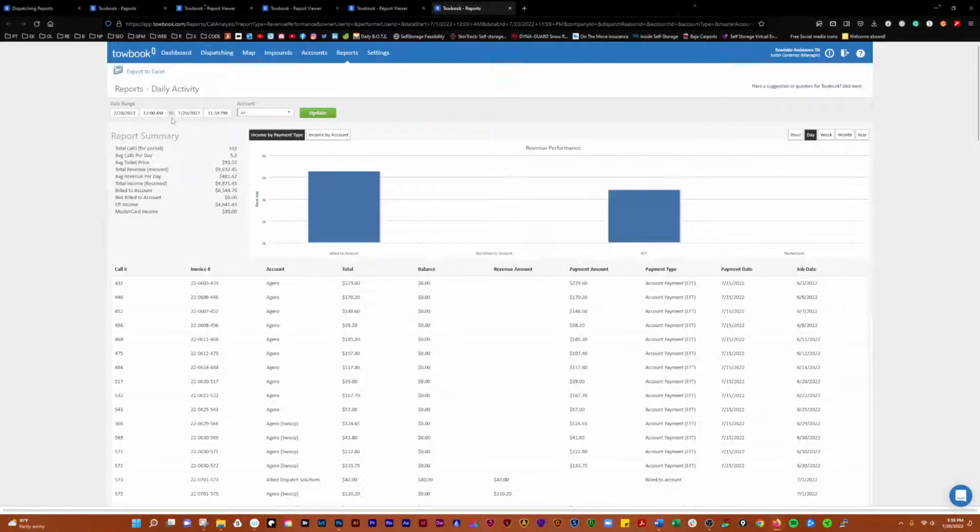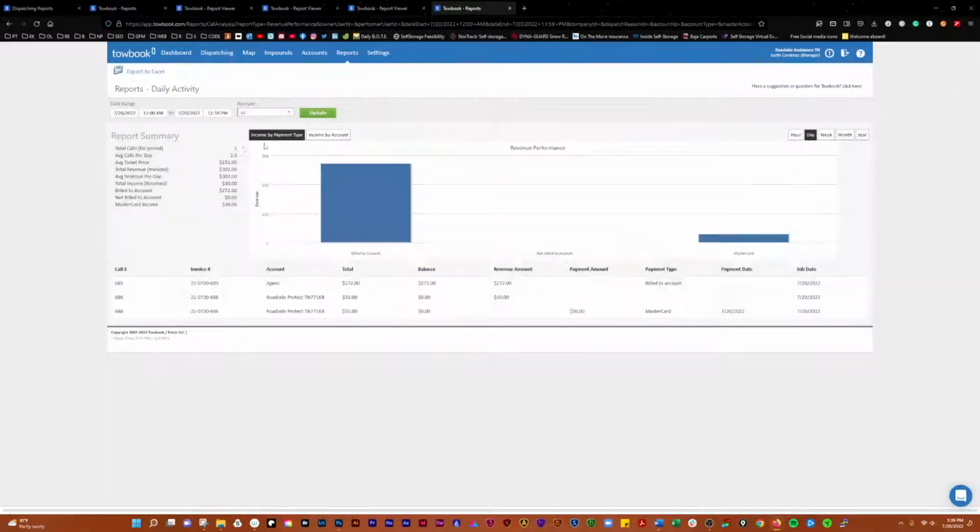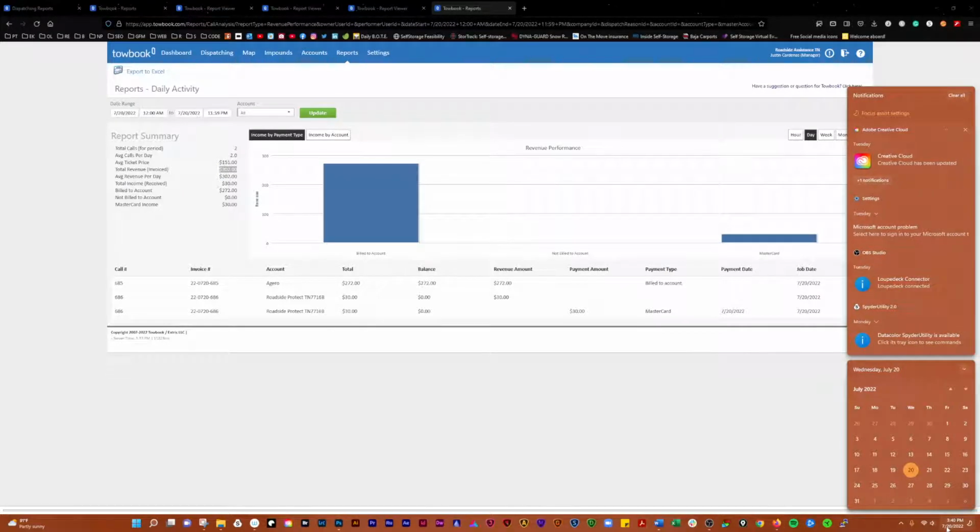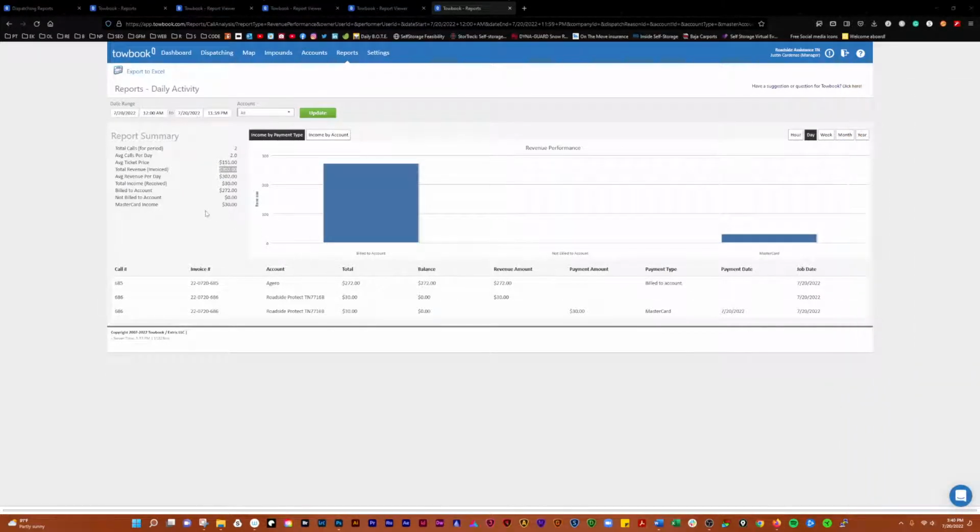So we're just going to go from today, daily activity. This is what we did today. Not a whole lot. Total of $302. What day is it? It's Wednesday. If you remember that one report I pulled earlier, Wednesdays are usually slower, so it's not a big surprise.